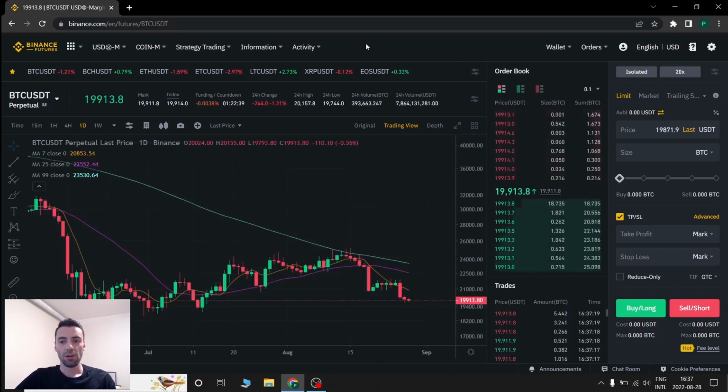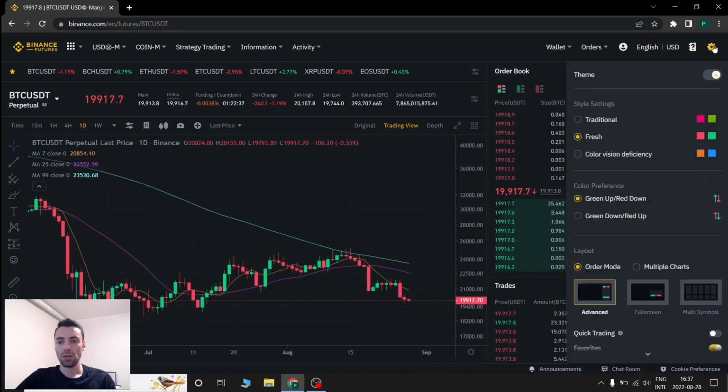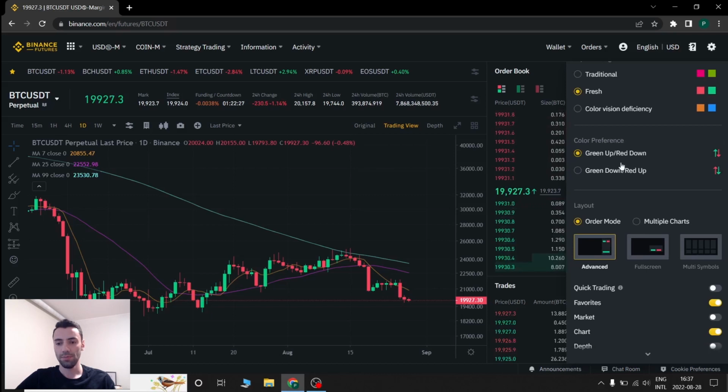So what do we have here? Let's start from the top. We'll talk about the settings. You can change the theme. You can change the color of your candles. For example, here green is up and red is down, which is the regular convention. Green down and red up is the opposite. It's a little bit confusing, and I don't recommend that, but if you like, you can choose that one.